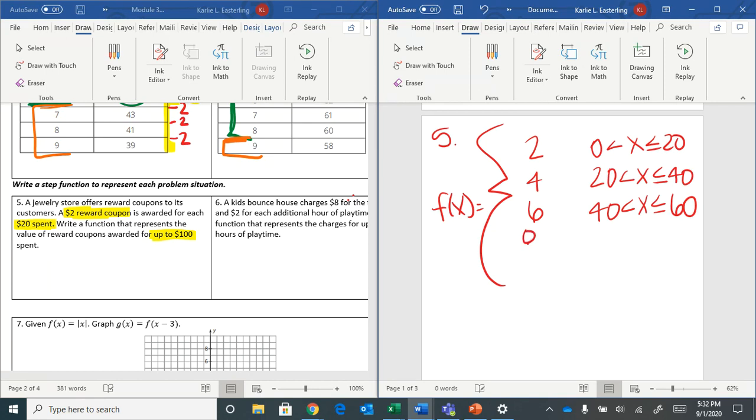And then we'll have $8 worth of coupons, and that'll go from 60 to 80 because we spent $20 more. And we'll have 10 coupons, and that'll take us to finally when we've spent $100. So when we spend $100, we'll have those 10 coupons there.